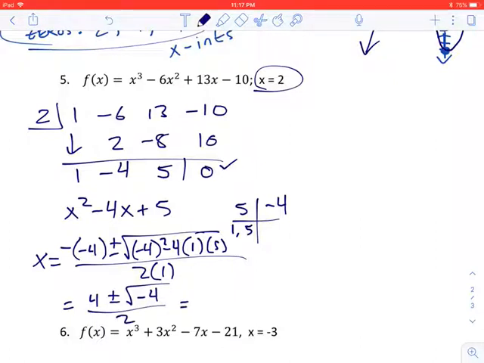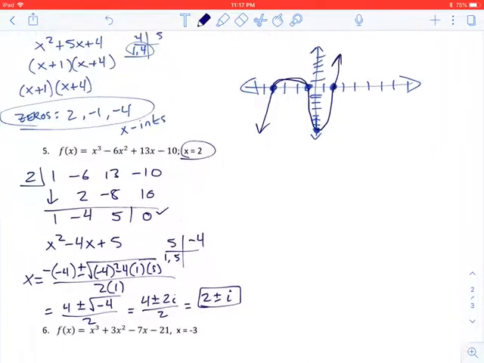And so the square root of -4, remember when we have a negative in the square root, that comes out as i. And then square root of 4 is 2, so 2i over 2. And so, since all three of these can divide, we can go ahead and divide all those by 2 to get 2 plus or minus i. And so that means we're not going to have any other x-intercepts there.